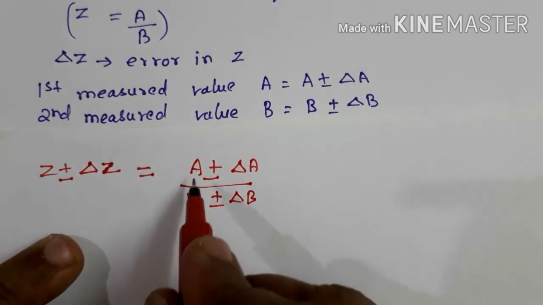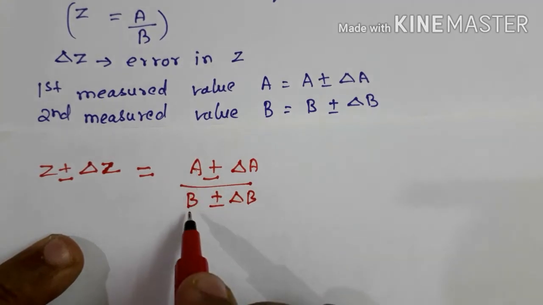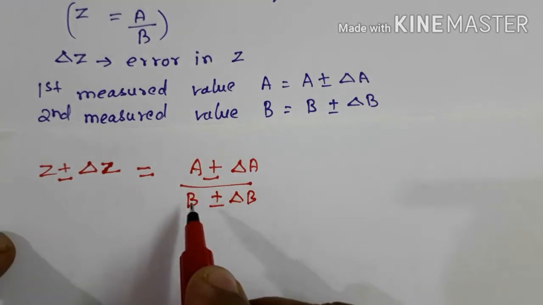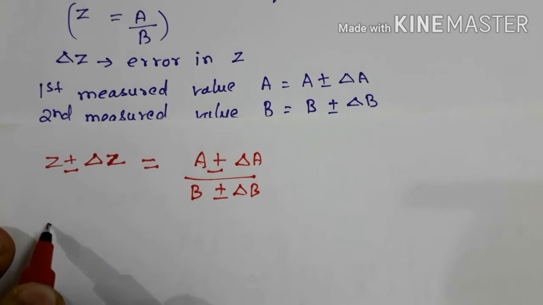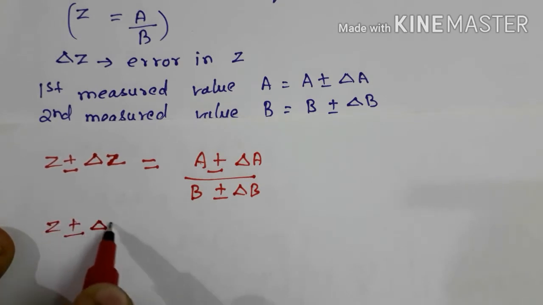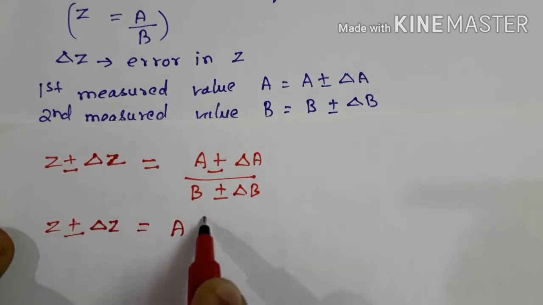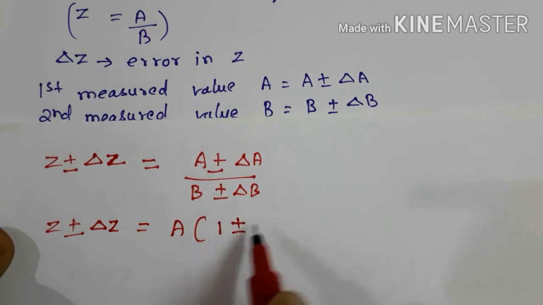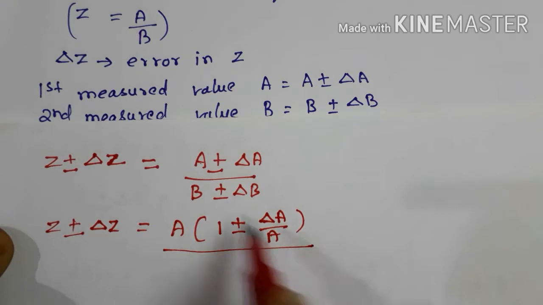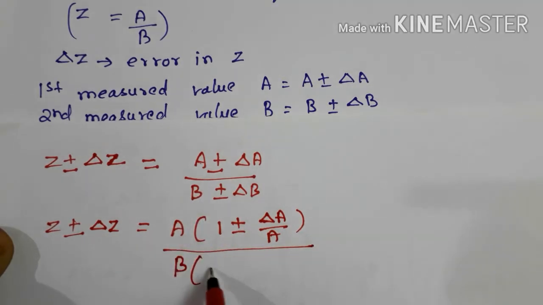Right? Now in this term you take A out, and in the denominator you take B out commonly. So what will you get? Z plus or minus delta Z is equal to, if you take A out, 1 plus or minus delta A by A. Same way, if you take B out here, you will get 1 plus or minus delta B by B. Right children?